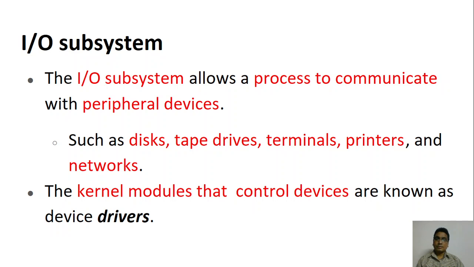The input-output subsystem allows the process to communicate with the peripheral devices. These peripheral devices can be a disk, a tape drive, a terminal, or a printer, or even network cards. The kernel modules that control the devices are known as drivers. So drivers are a special type of modules which help the kernel to control the various devices that are connected to the system.